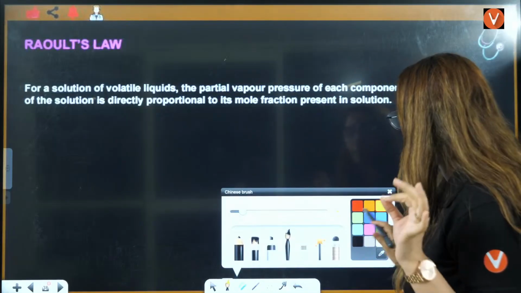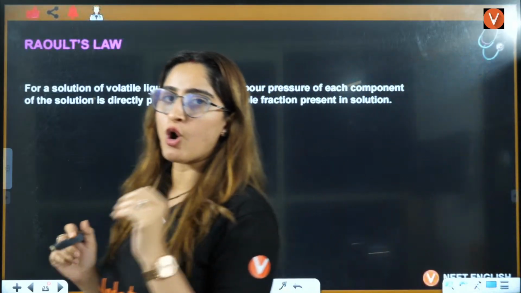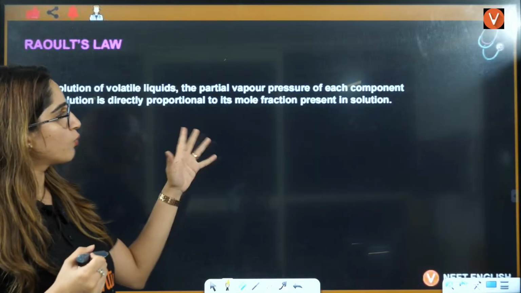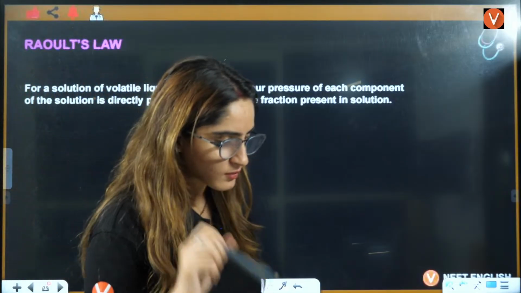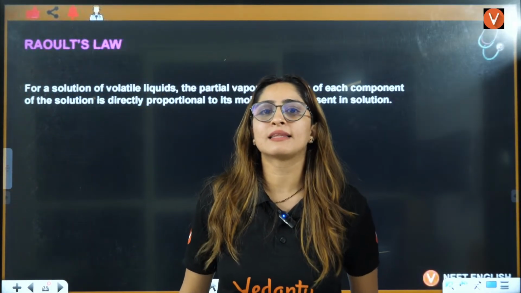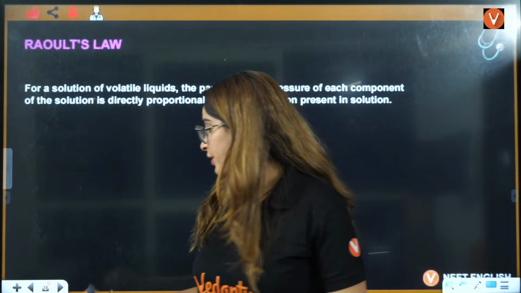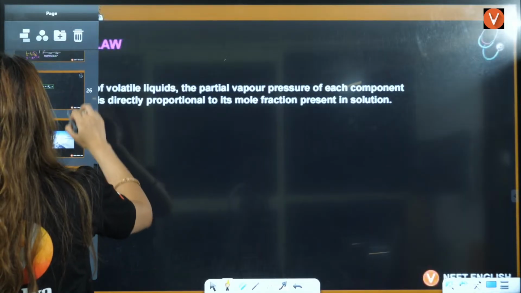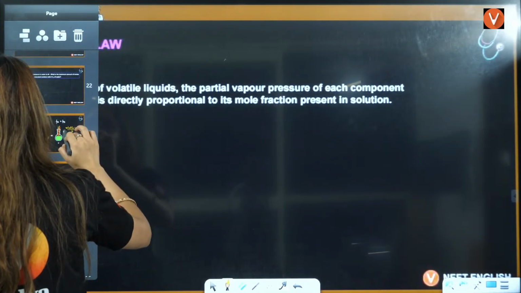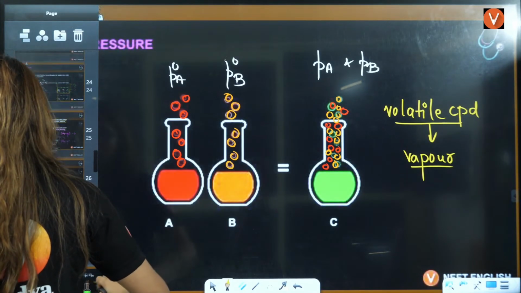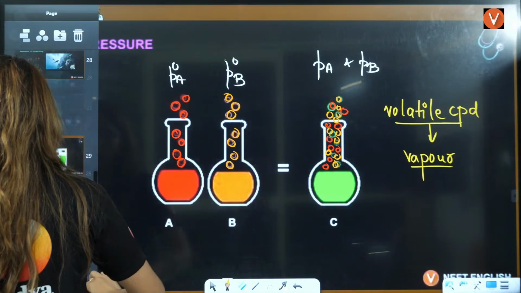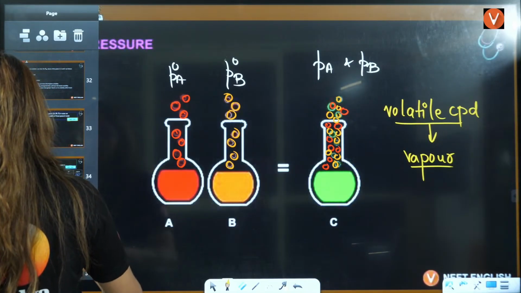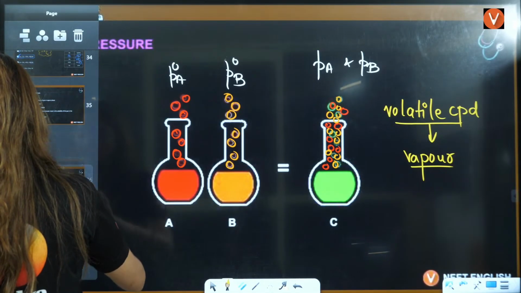Now let's talk about Raoult's law. What is Raoult's law? I'll just pick up that slide and take it over here. What I taught you, students, about partial and vapor pressure, the same thing we are going to discuss here, regarding partial and vapor pressure.